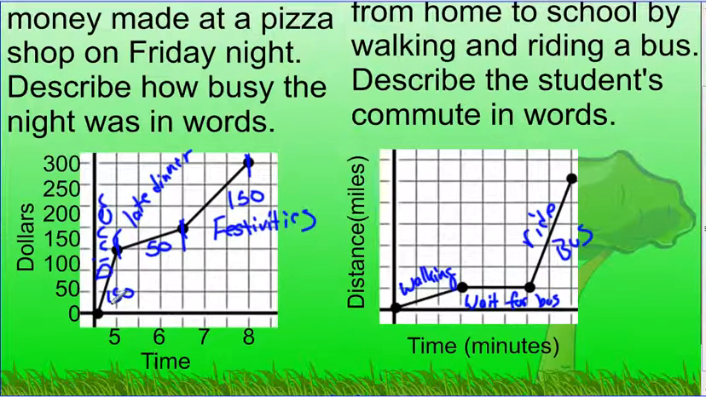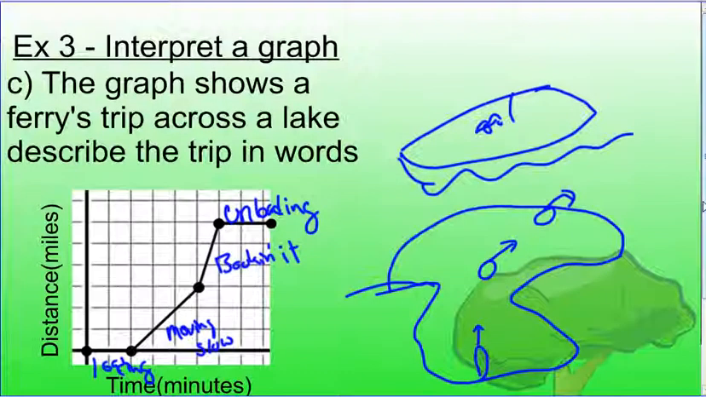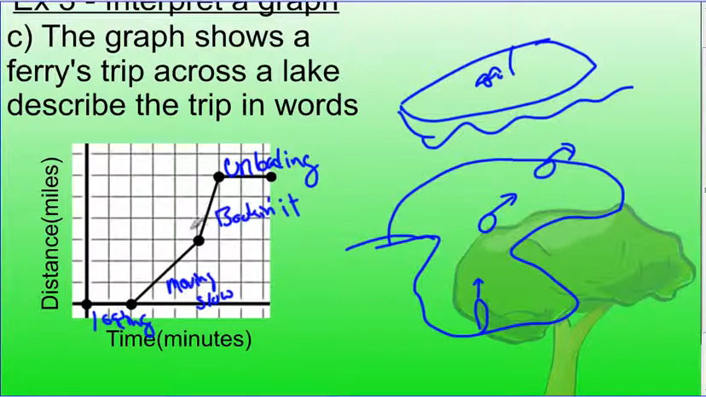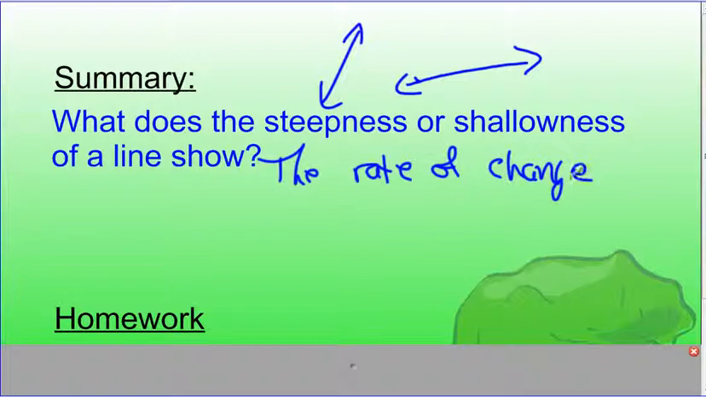Here, it was showing how much money they made. So the steeper line, they made a bunch of money. The shallower line, they didn't make as much money in that time. So the steepness of the line can actually show some information. So it's not moving, it's moving slow, moving fast, not moving again. That tells us something about what this boat's doing. So it's this rate of change.